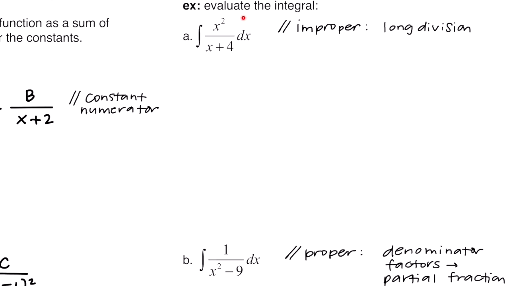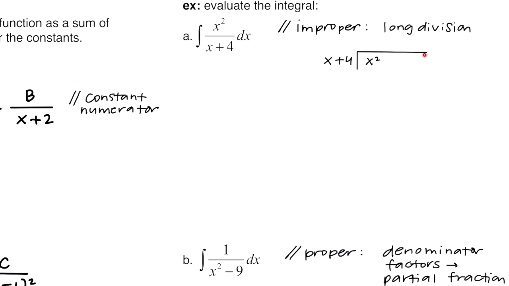This example says evaluate the integral. For part A, we have the integral of x squared over x plus 4 dx. So this is an improper rational function because the degree of the numerator is greater than or equal to the degree of the denominator. So I wrote that over here. When you have an improper rational function, you're first going to do long division. So we're going to take x squared and divide by x plus 4.